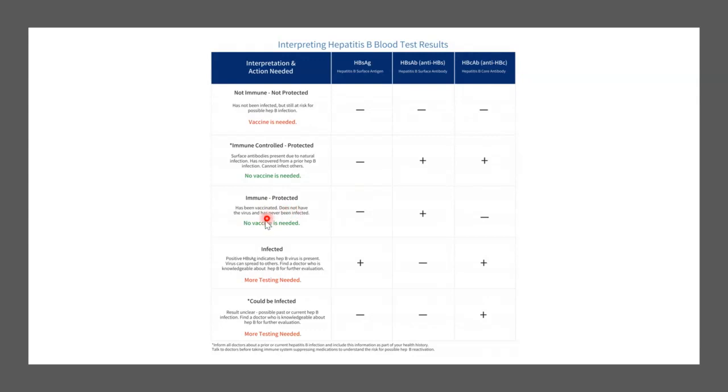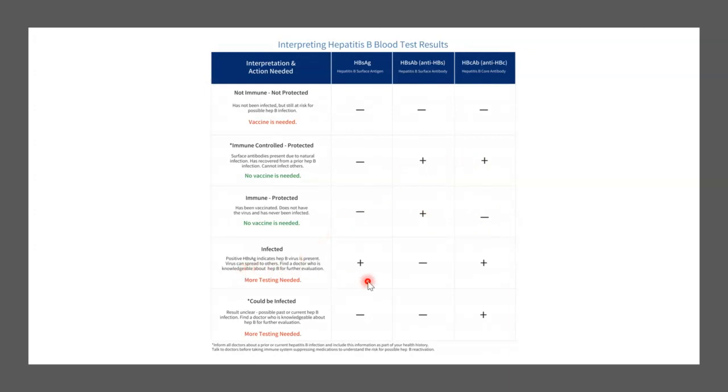No vaccine. So immune protected, no vaccine is needed, has been vaccinated, HBsAg is negative, does not have the virus, and never had the virus. This person looks like they did not have it. But their antibody to the surface antigen is positive. Great. That's what we should see when somebody has the vaccine. This is what you should see unless you've actually had hepatitis. You can have them both positive like that.